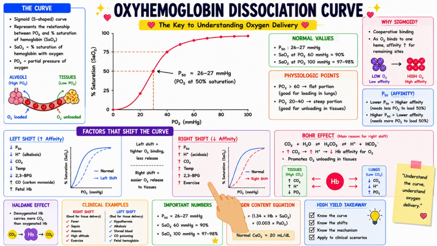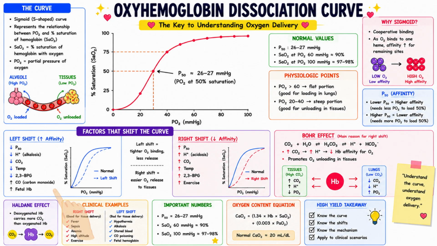What does the right shift do? It makes hemoglobin release oxygen more easily to the tissues. Your working muscle needs oxygen. The right shift delivers it. This is the Bohr effect. CO2 plus water produces carbonic acid, which dissociates to H+ and bicarbonate. That H+, that acidity, reduces hemoglobin's affinity for oxygen, promotes unloading right where the tissues need it most.